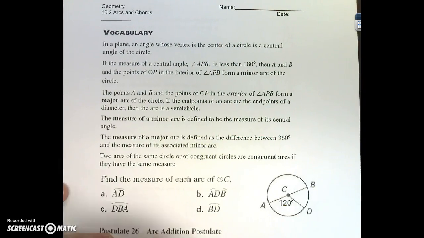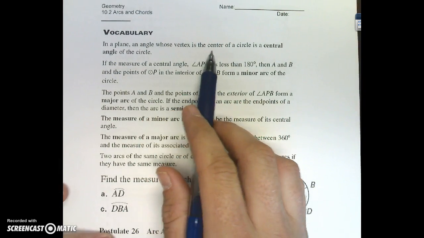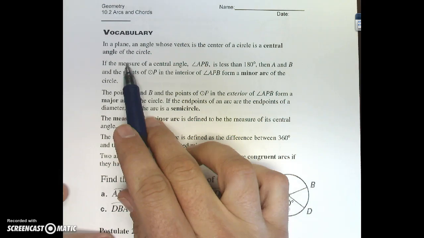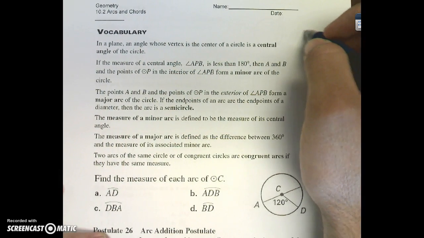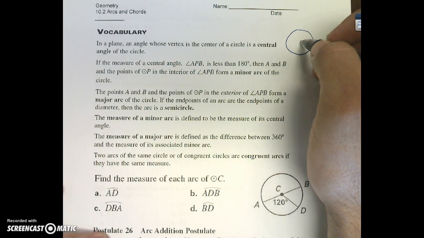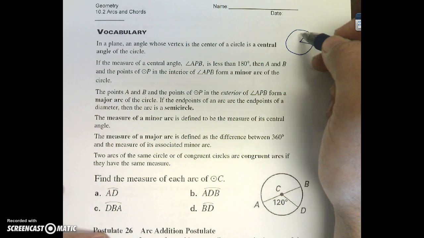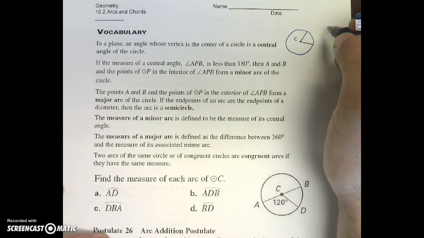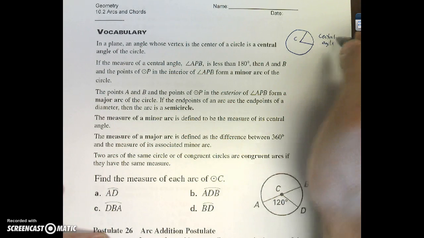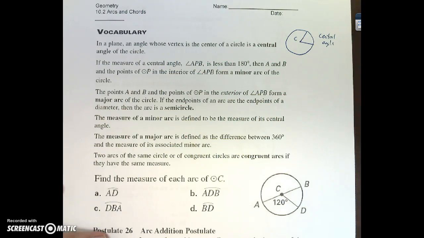So here we go. In a plane, an angle whose vertex is the center of a circle is a central angle of the circle. So if I draw myself a circle, if you create an angle with the vertex of the angle being the center of the circle, this is known as a central angle. Okay, it's in the center, central of the circle.